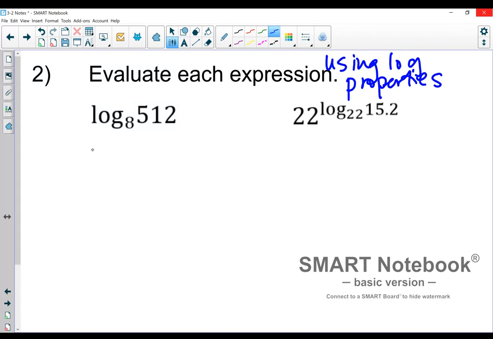So that means for this first one, I need to figure out 8 to what power is 512. So let's see, 8 times 8 is 64, times another 8 is 512. So this is going to be log base 8 of 8 to the third power, and that is just going to equal 3.